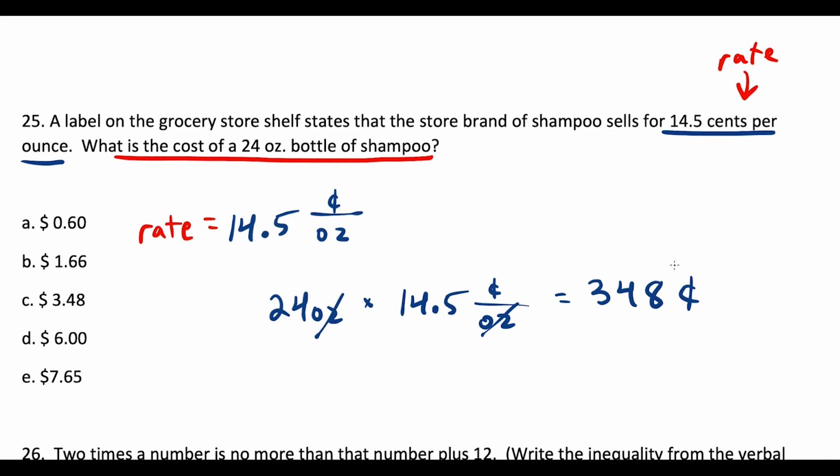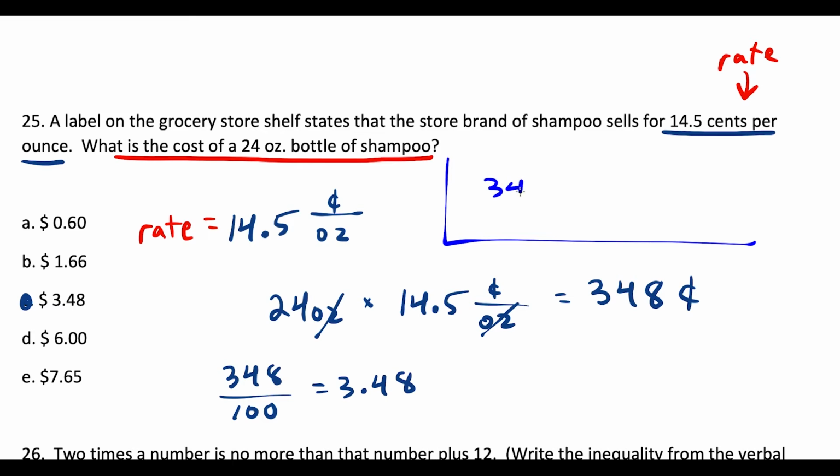And now when we scan the answer choices, one last conversion to do. We're looking for the cost not in cents, we're looking for it in dollars. And just know every 100 cents is a dollar. So if we scan the answer choices here, this is going to match up with choice C, because if we do 348 divided by 100, because there's 100 cents for every dollar, this is going to give us 3.48 like this.